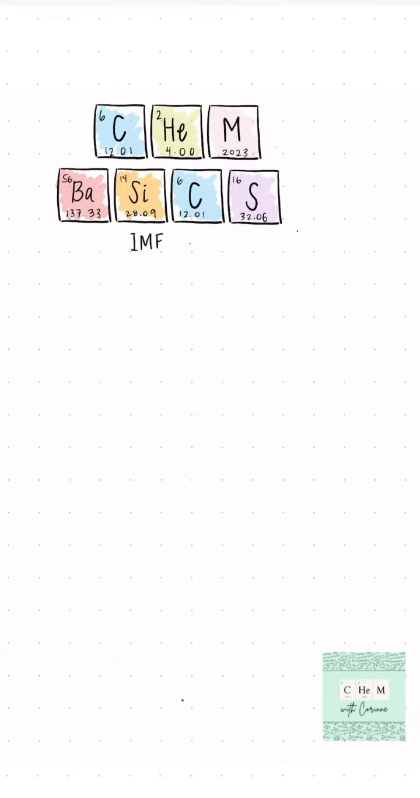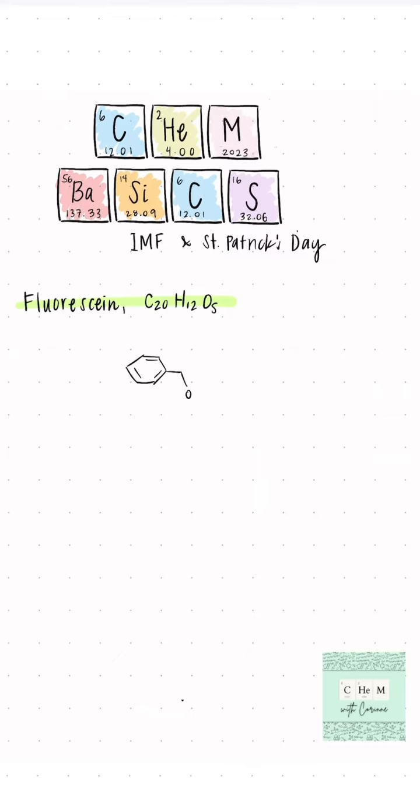It's St. Patrick's Day, but I need to talk about IMF. So let's talk about fluorescein, the dye that was originally used to dye the Chicago River green. First thing you need to look at with IMF, or intermolecular forces, is the chemical structure of the compound.